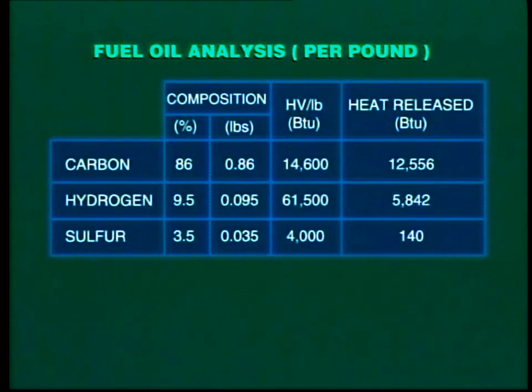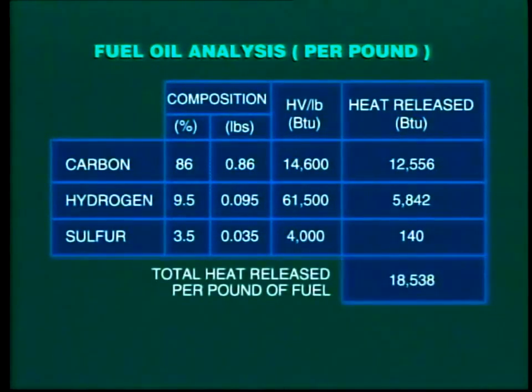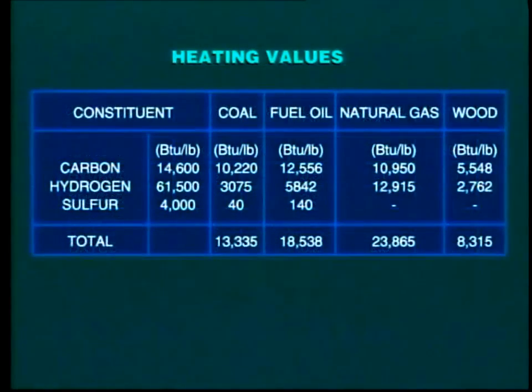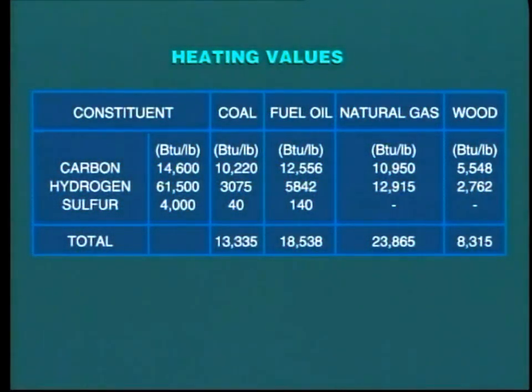the heat content for sulfur is 140 BTU. Summing all of these quantities of heat for the different combustibles, we find that the total heat content of this particular fuel oil is equal to 18,538 BTU per pound. In your workbook, we have performed similar calculations in order to find the heat content for other fuels based on the typical analysis given. The results are as shown here.